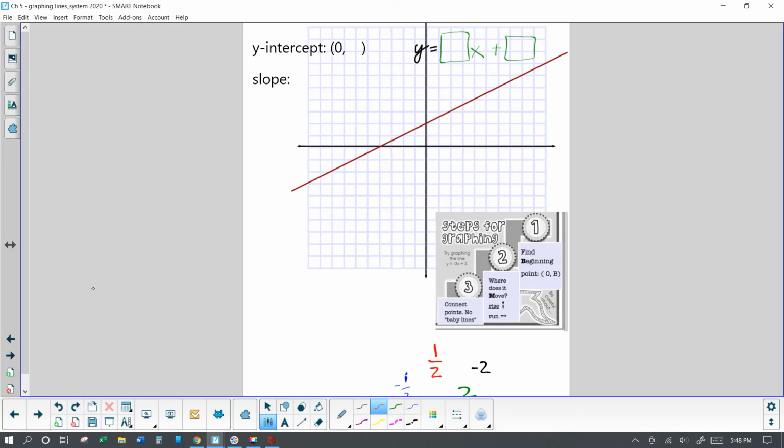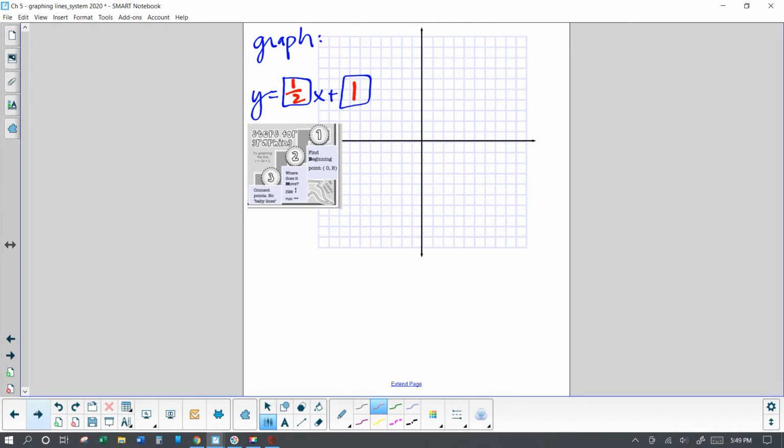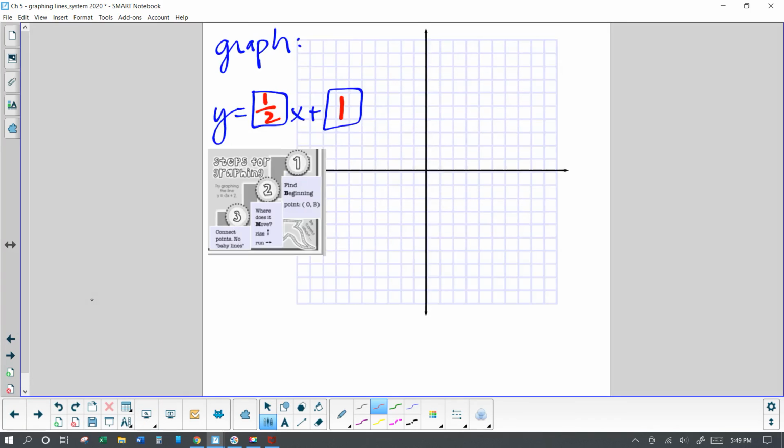Let's graph some equations, okay? Let's graph some lines. Let's make this just a tiny bit bigger. There we go. First thing I want to do is graph the line y equals 1/2 x plus 1.